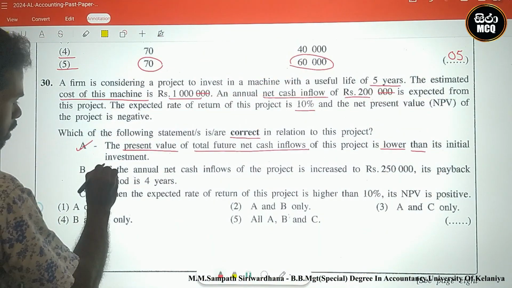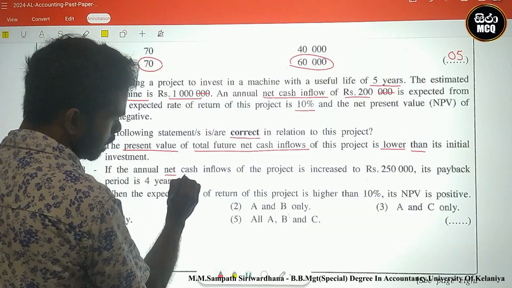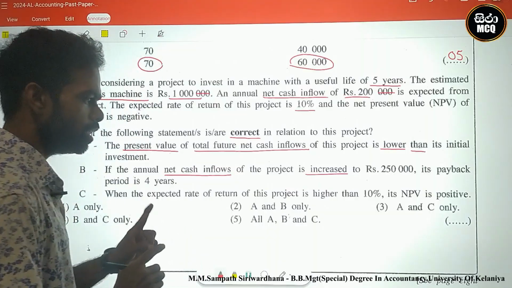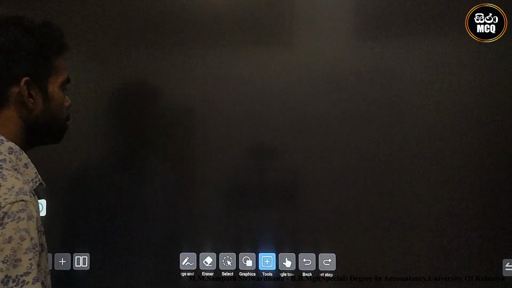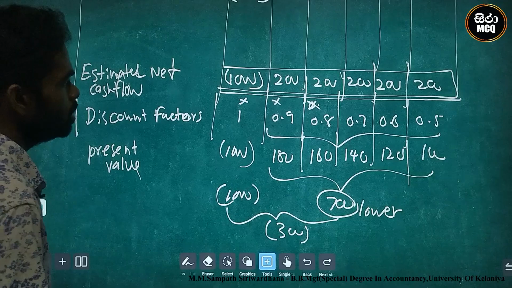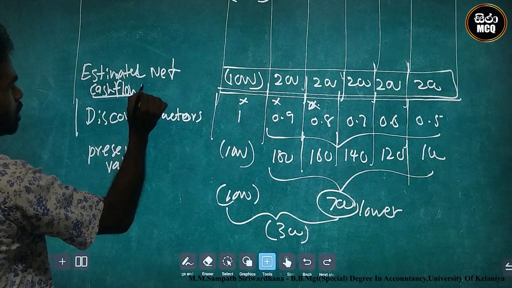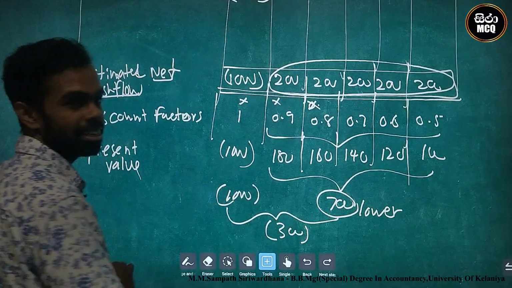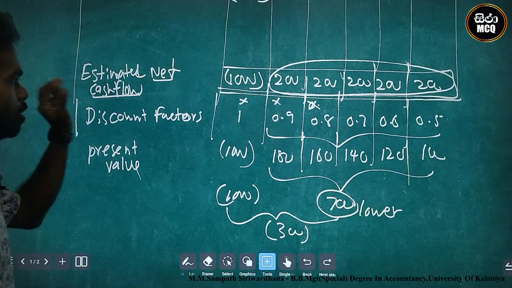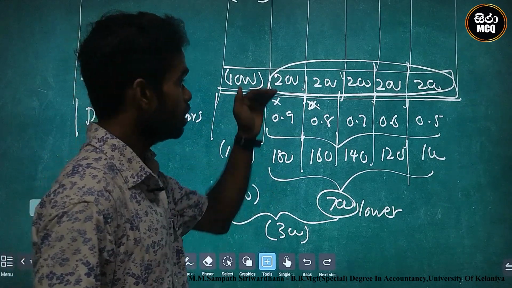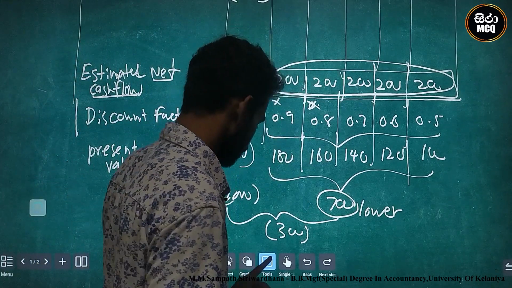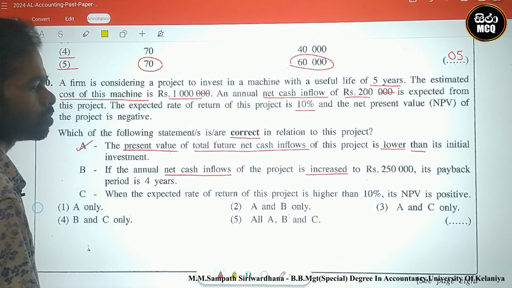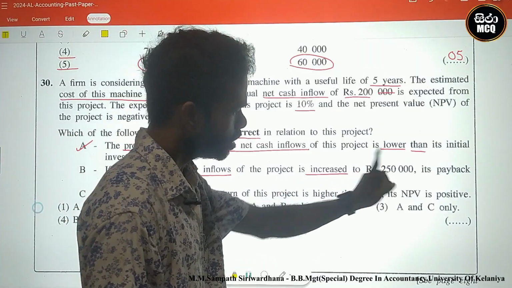A is correct. If the annual net cash inflows of the project is increased, what is the meaning of annual net cash inflows? It means estimated net cash inflows, annual means this one. Annual net cash inflows is not a percentage. No, net cash inflows is there. Is increased to 250.